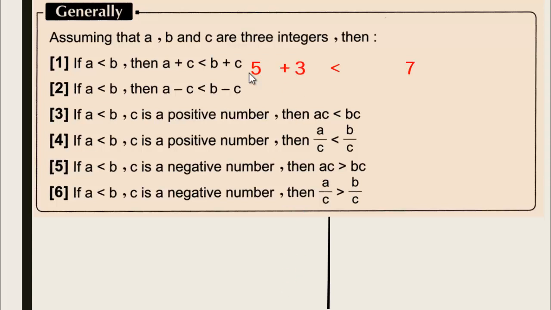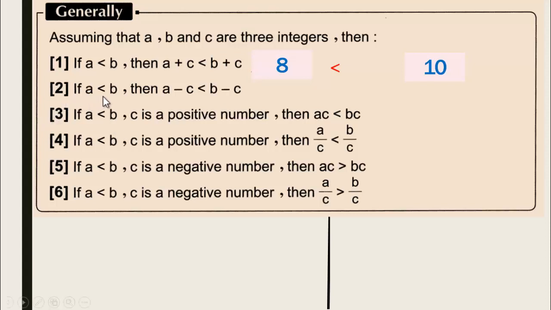Now, if I added 3 to the 5, here I will have 8. Is 8 less than 7? Of course not. When is this statement going to be right? If I added here 3 as well. So, now this side is 10, and sure 8 is less than 10. Let's go and see now number 2.